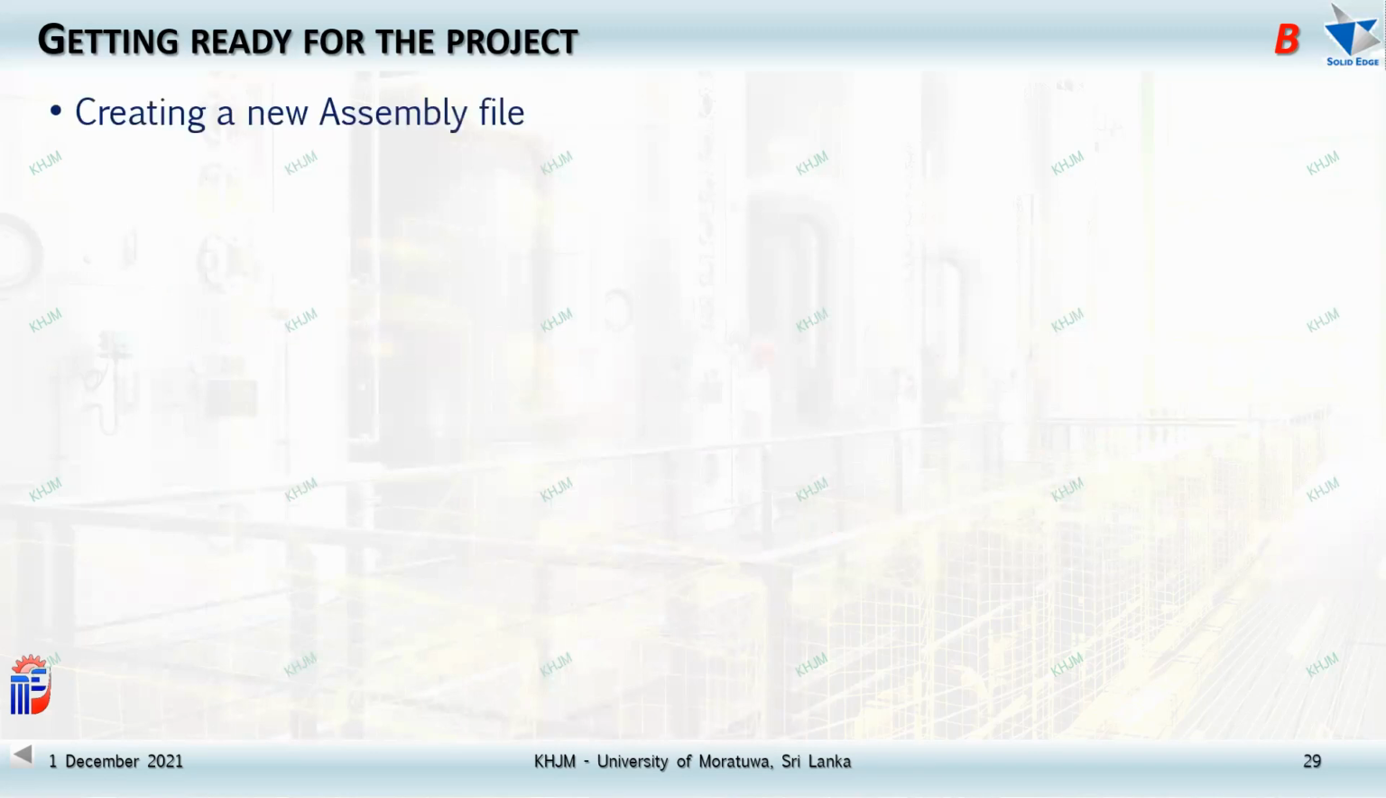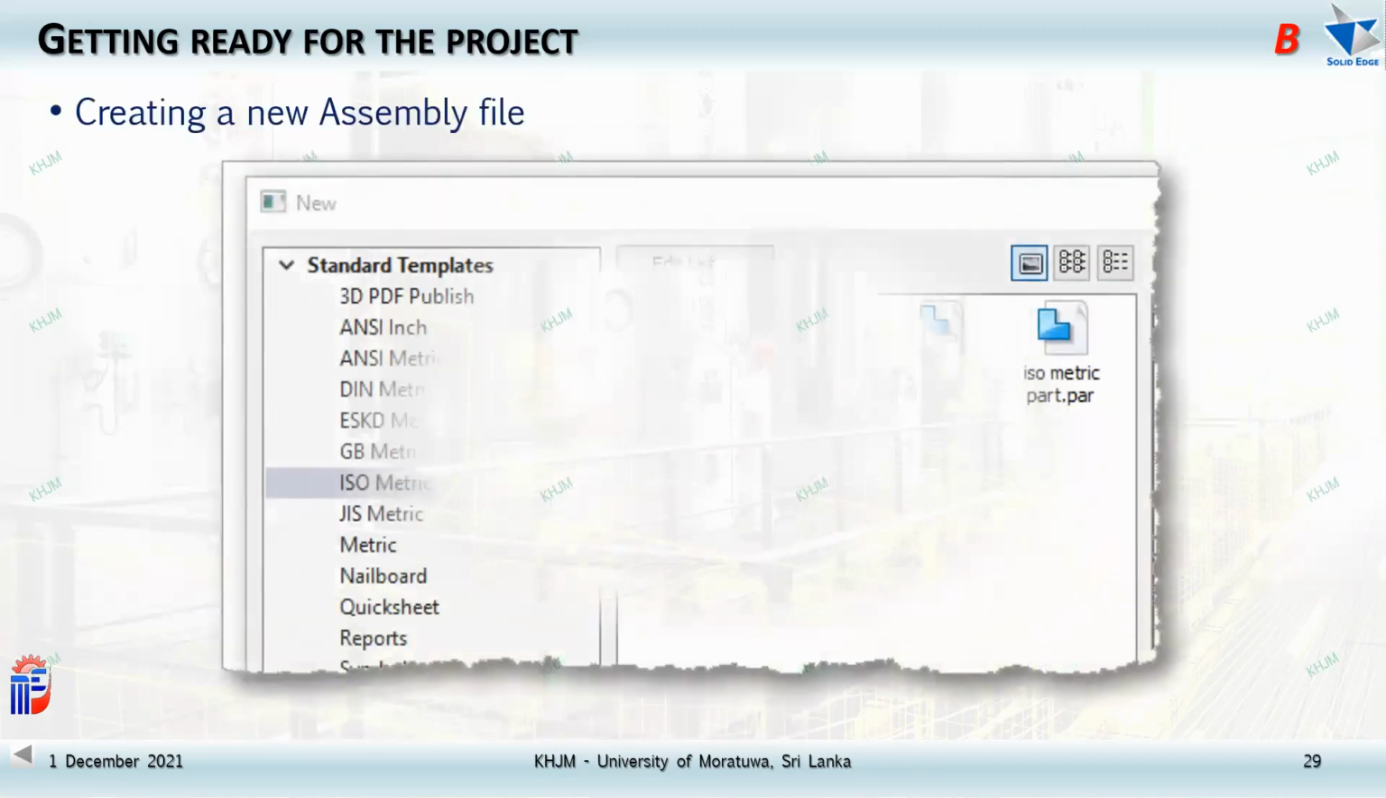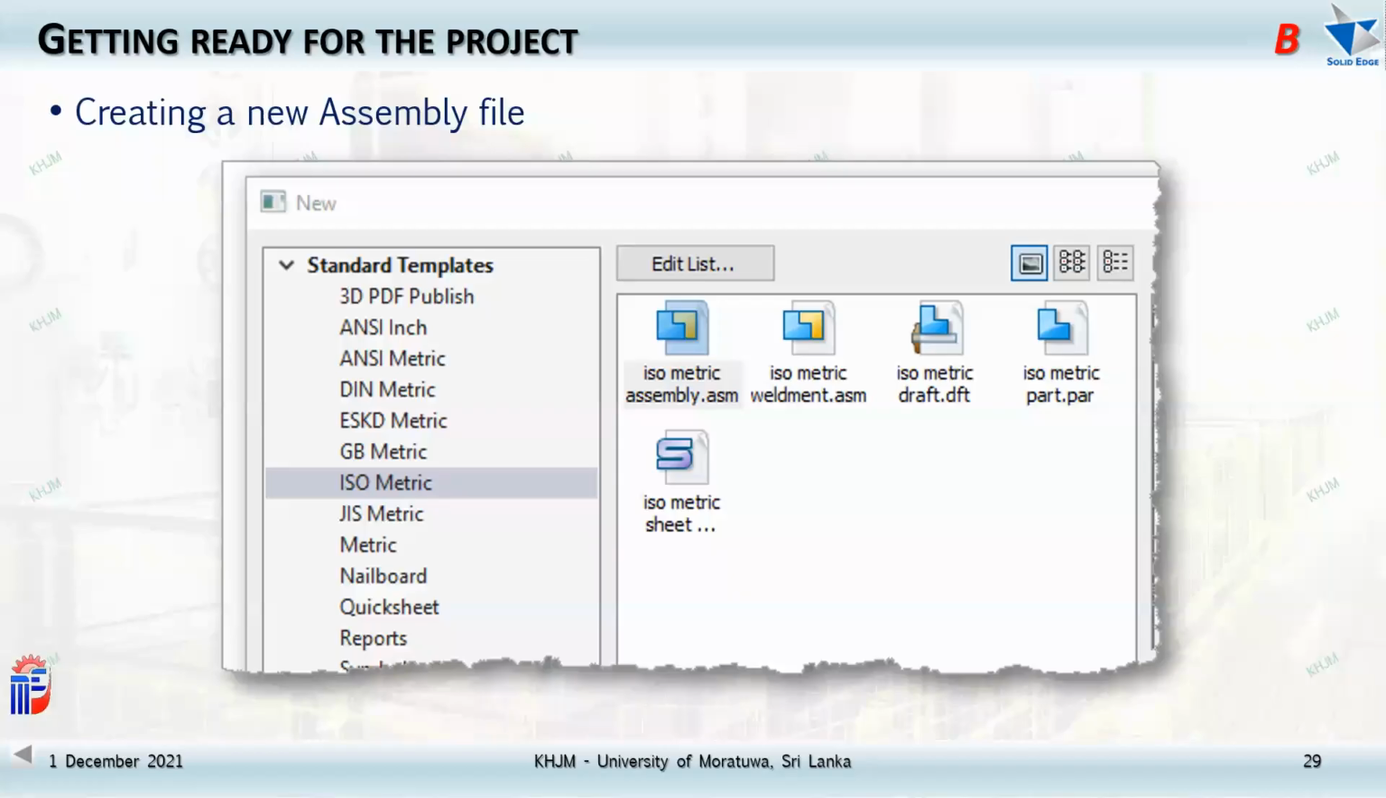So this is how you're going to create a new assembly file, right? You choose isometric or maybe metric or any other template that you want, and you go to the sub part list. There you have the first part, isometric assembly, right? The extension is ASM, right? And then if you create that one, you're going to get a new part like this.